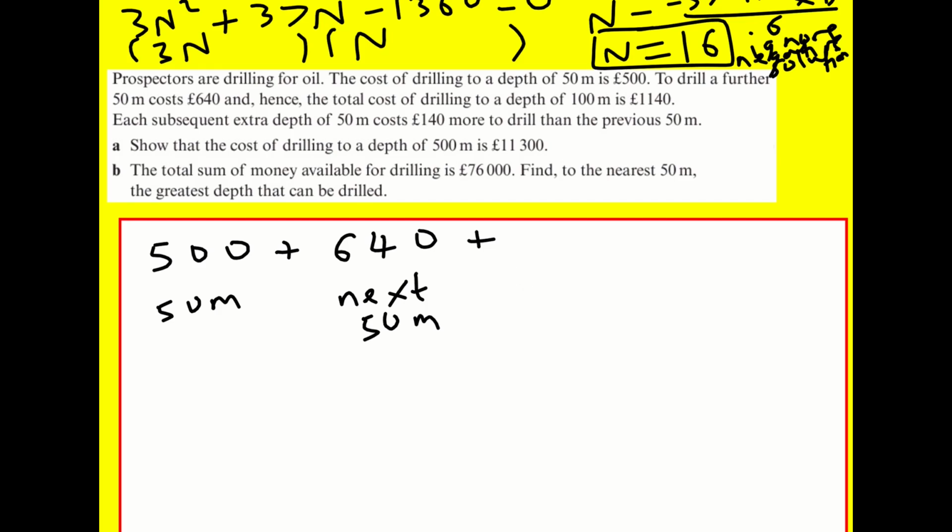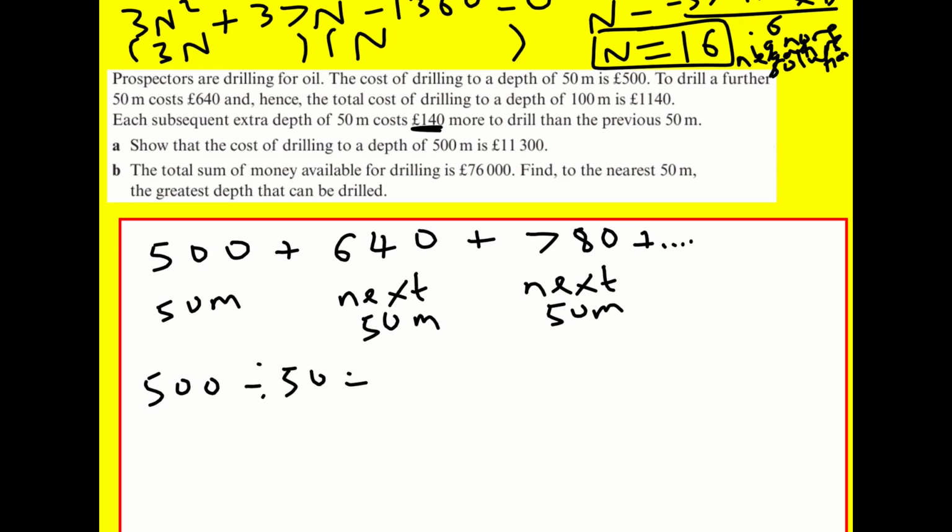And if I want to do the next 50 meters, then each subsequent extra depth costs £140 more to drill. So this is going to be 780. But to do 150 meters, I'm going to have to add all of these together, and so on. And what I'm interested in is if I want to drill to a depth of 500 meters, how much would it be? Well, this is 50, this is 100, this is 150, then it'll be 200. Well, the number of terms is going to be 500 divided by 50, which is 10. So I'm interested in the 10th term.